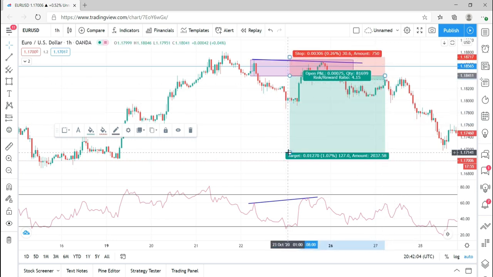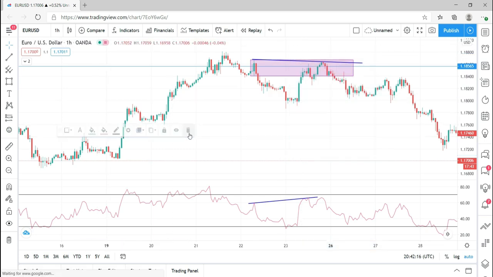So that's how you actually trade the RSI using price action. Okay, price action is always first, guys. It's always first. So let me show you guys some more examples. Actually, before we even get to that, let me erase this. So let me show you guys.